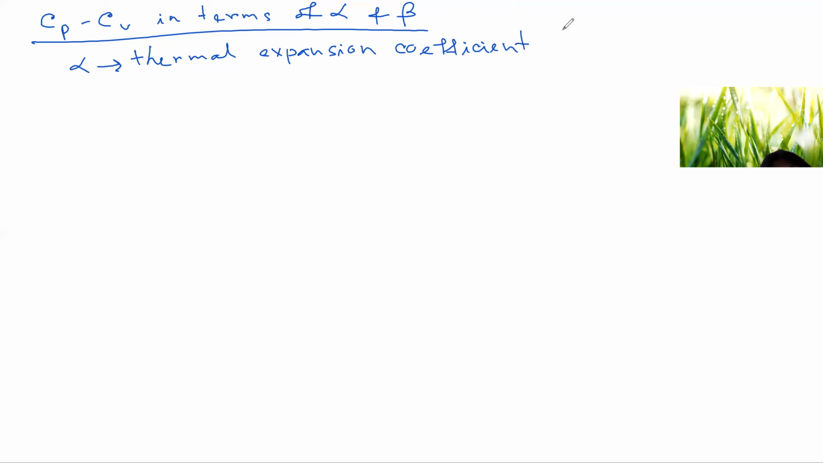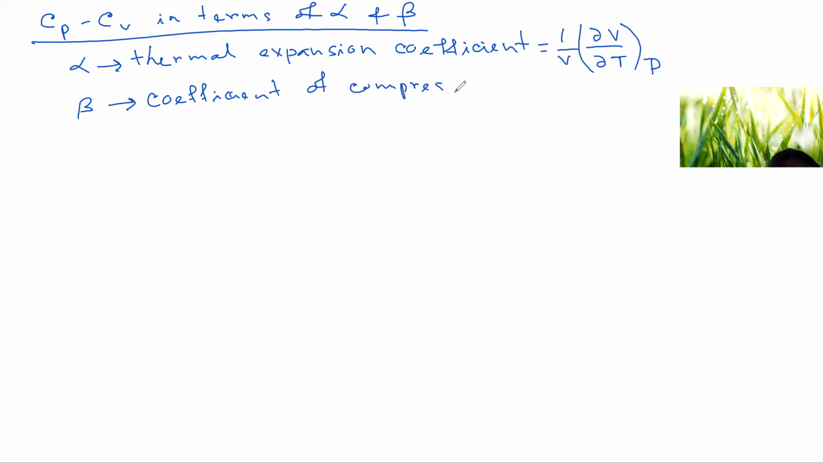This is denoted as 1 by V del V del T at constant pressure. Okay, and what is beta? Beta is the coefficient of compressibility. Okay, let me write this. This is the coefficient of compressibility. So this is equal to minus 1 by V del V del P at constant temperature.